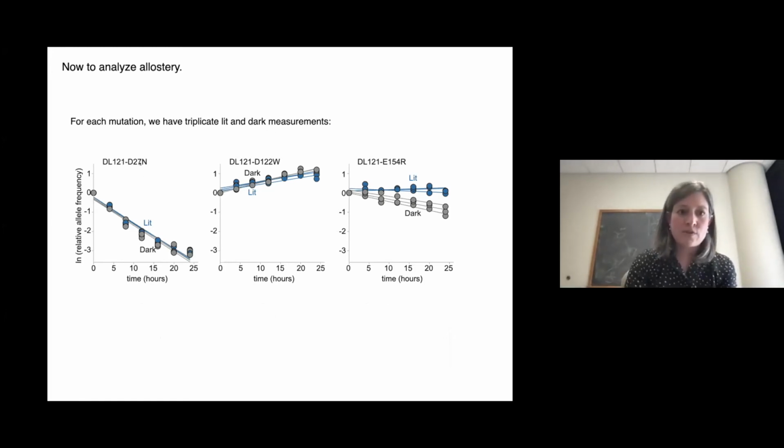Here I'm showing 3 representative curves. One is for D27N, our mutation that we know is highly deleterious, and so you can see it's very deleterious both in the light and the dark.